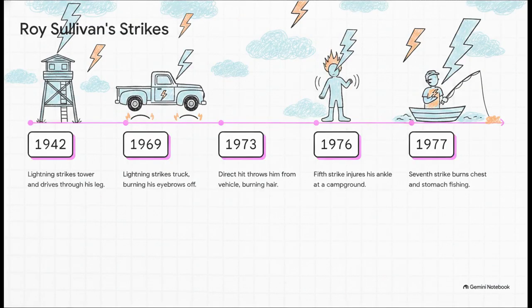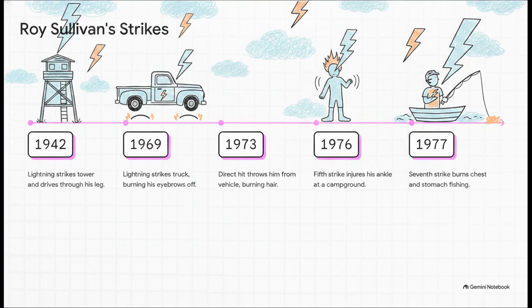Get this, it's the unbelievable, true story of park ranger Roy Sullivan. In 1942, a storm rolls in, lightning strikes his watchtower, and he loses his big toenail. He survives. In 1969, lightning strikes his truck, knocks him unconscious, and burns off his eyebrows. Fast forward to 1973, he takes a direct hit on patrol that sets his hair on fire.